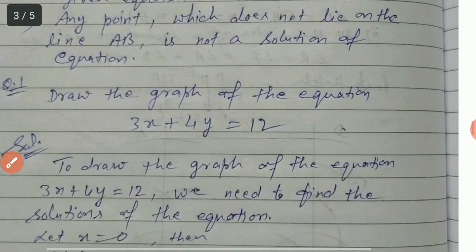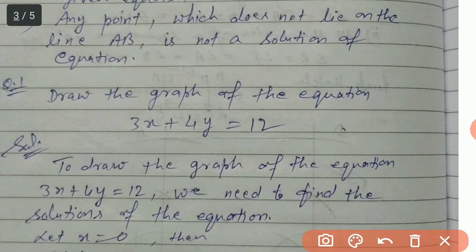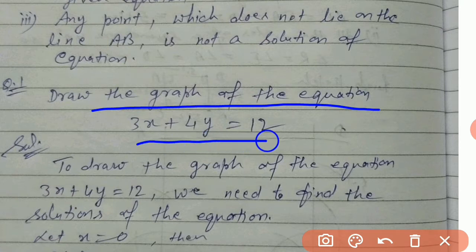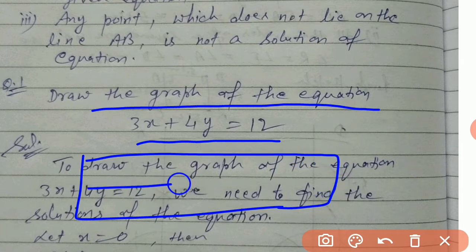Now draw the graph of the equation 3x plus 4y equal to 12. For this, we will take some values. Suppose we draw a table like this, x and y.